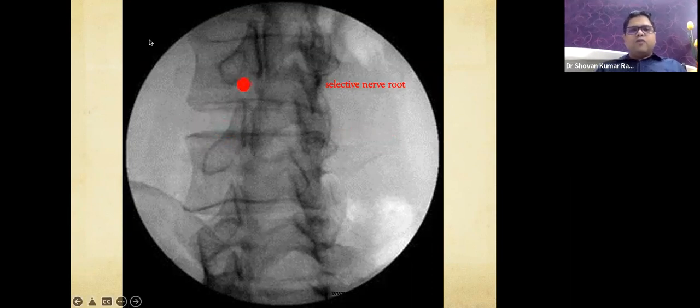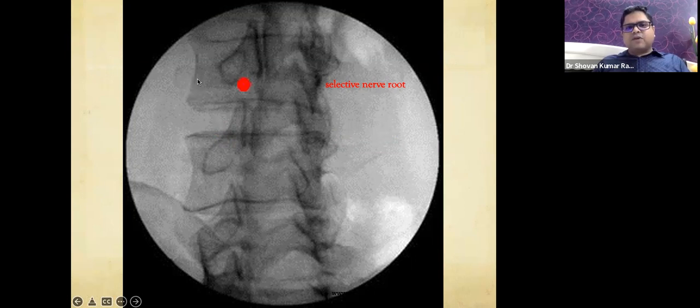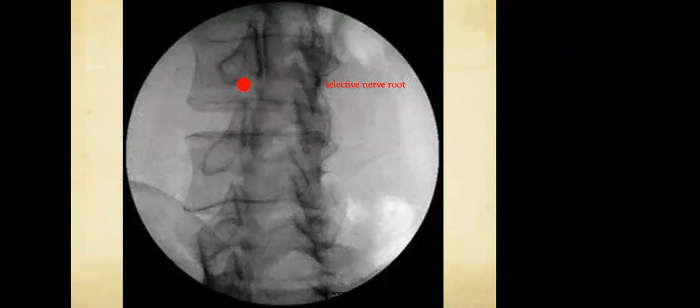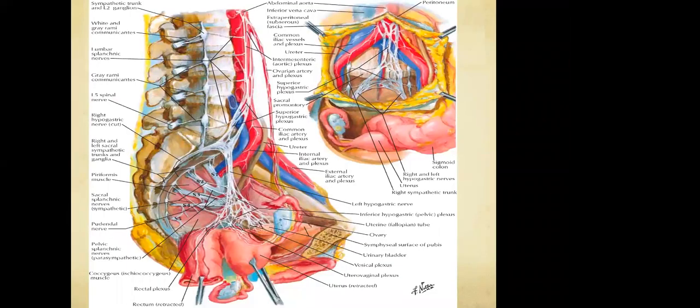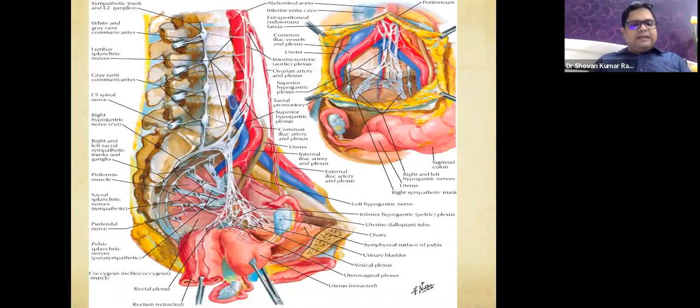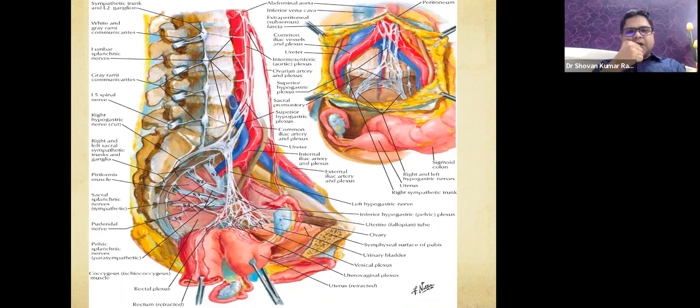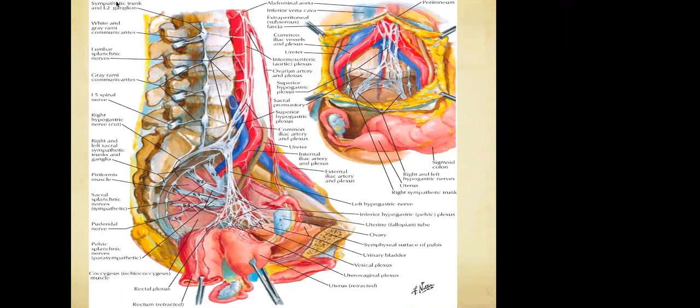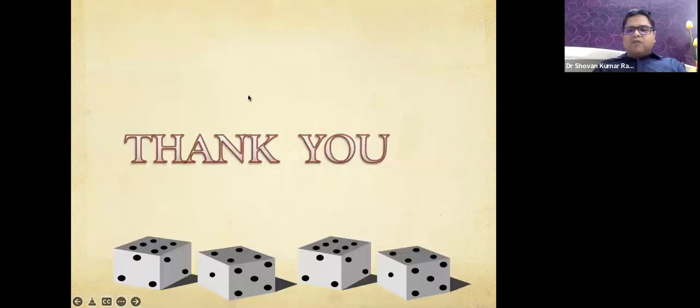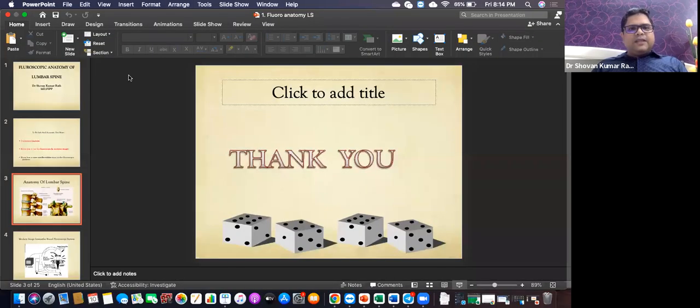Now, if you want to go for a sympathetic block, this is the position, just anterior to the vertebral body. This is the position if you want to go for a sympathetic plexus block. Otherwise, these are the 4 positions which are to be remembered, and probably if we do a physical meeting next, I can demonstrate all the methods of how we are going ahead. So this is in a nutshell how we are doing the fluoroscopic guided procedures.